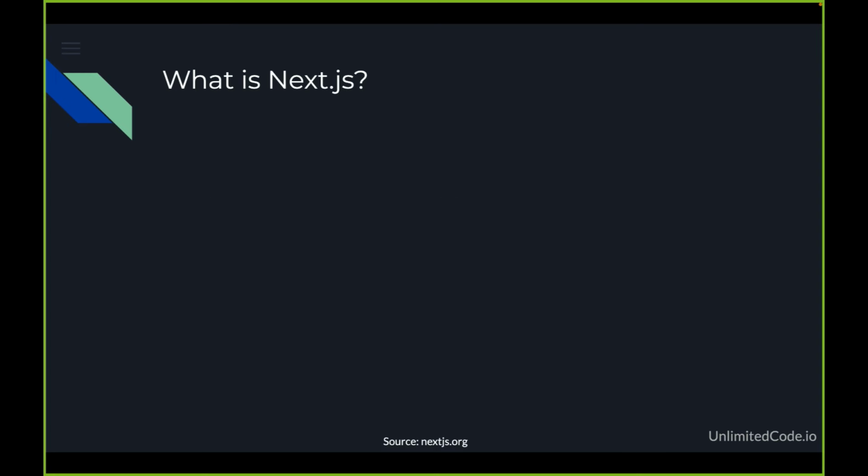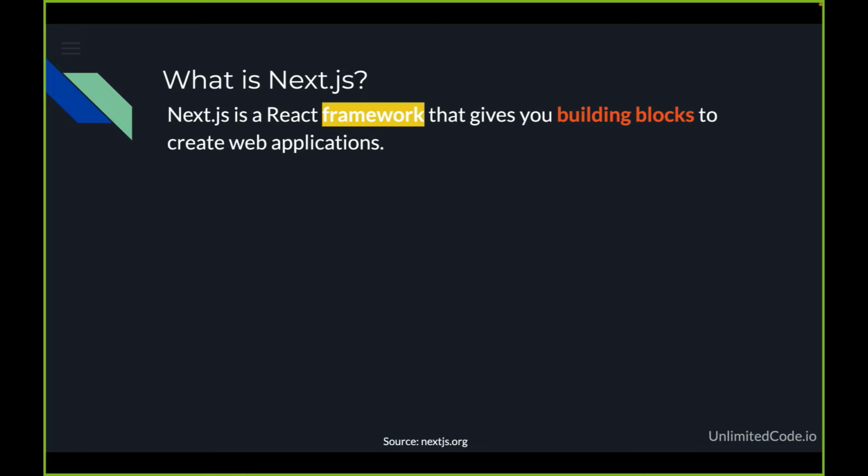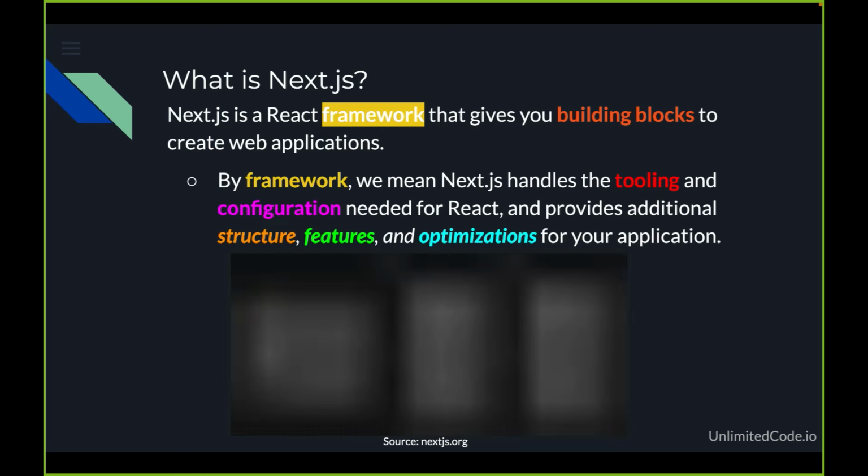So what is Next.js? Next.js is a React framework that gives you building blocks to create web applications. It is still based on React. Everything you are doing in Next.js is still based on React. Every function you write in Next.js is a valid React function, right? So take note of that.